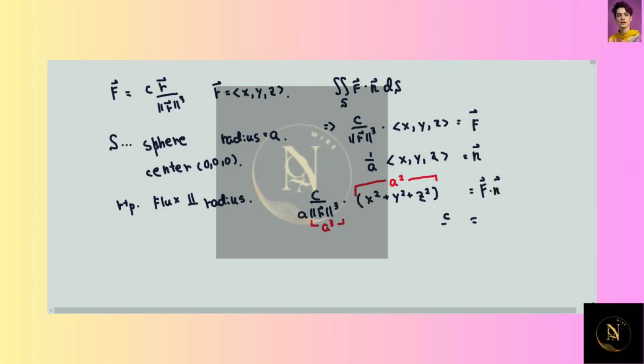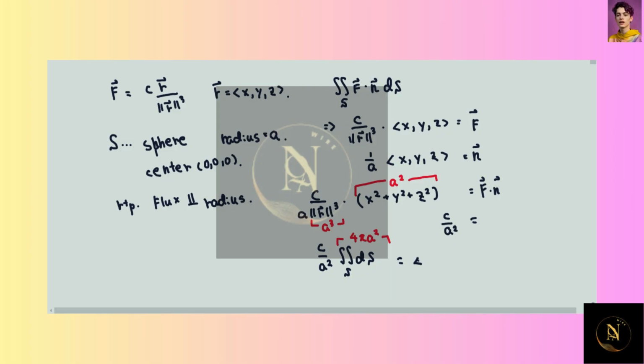Now, this is still a constant, so I can just pull it out from the flux integral. Then all I need to do is evaluate the remaining integral, which is equivalent to the surface area of the sphere with radius a. We know that is equal to 4 pi a squared, because the radius is a. And as you can see, the a's cancel each other, so the flux is 4 pi c.